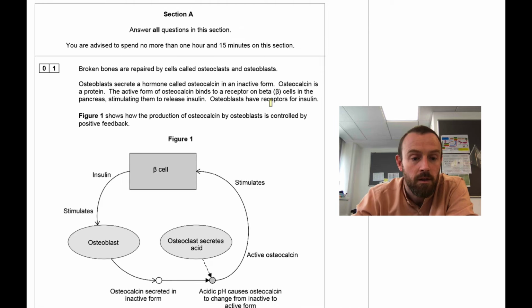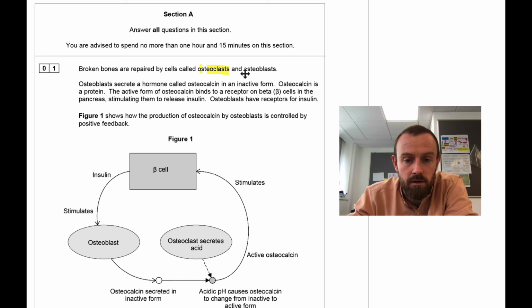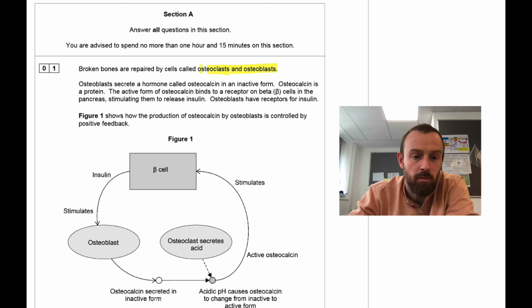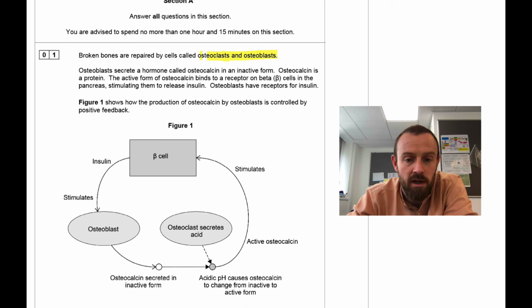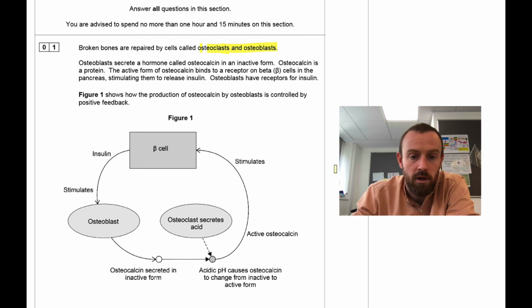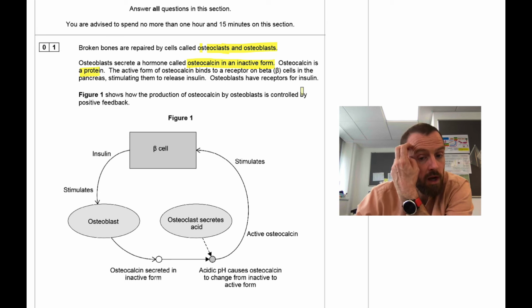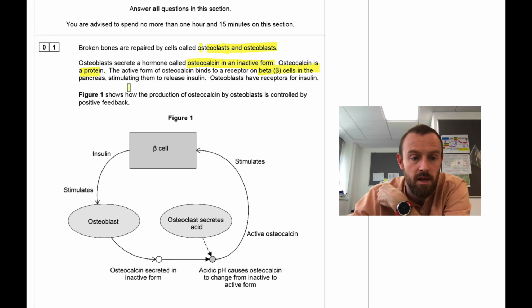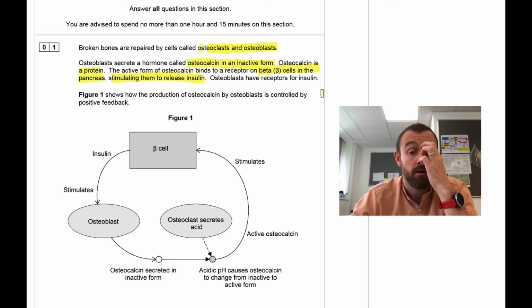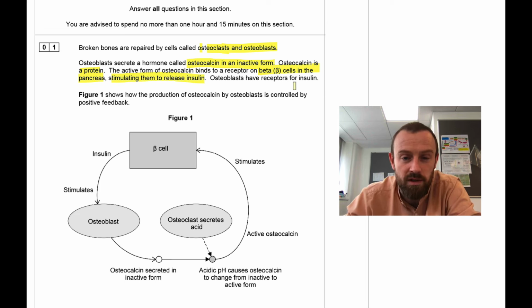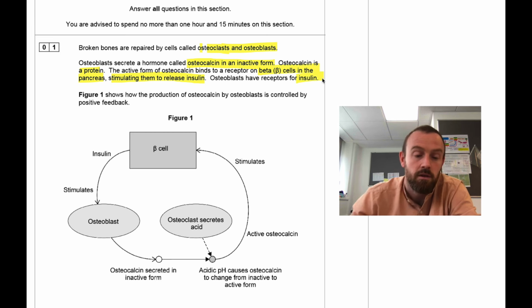Okay, question 1. Broken bones are repaired by cells called osteoclasts and osteoblasts. Osteoblasts secrete a hormone called osteocalcin in an inactive form. Okay, that's interesting. Osteocalcin is a protein. The active form of osteocalcin binds to a receptor on beta cells in the pancreas, stimulating them to release insulin. Osteoblasts have receptors for insulin, okay.